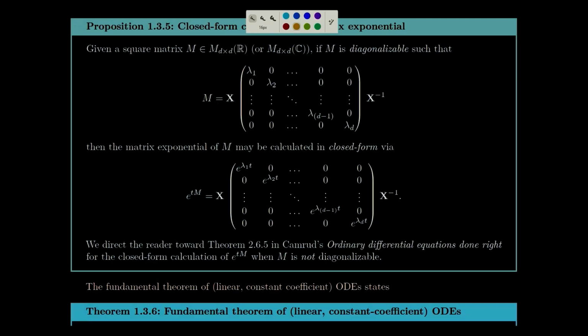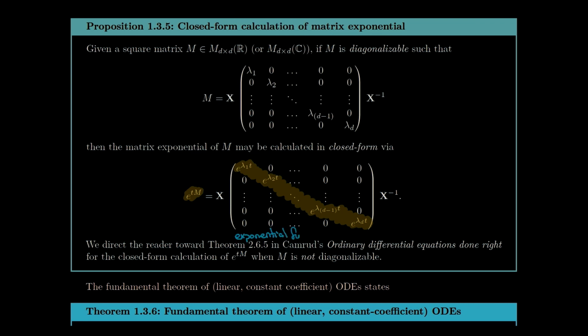And the way that this works is that we can define the matrix exponential by an exponential function on the diagonal matrix. Right, so this is the exponential function on the diagonal matrix. But the diagonal matrix is not the same as M, right? If M was like 1, 2, 3, 4, that's very much not a diagonal matrix.